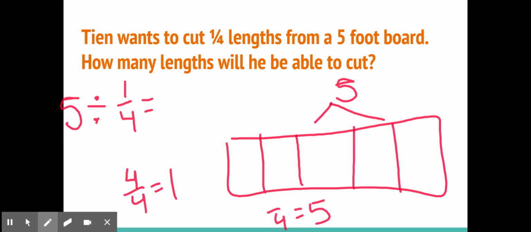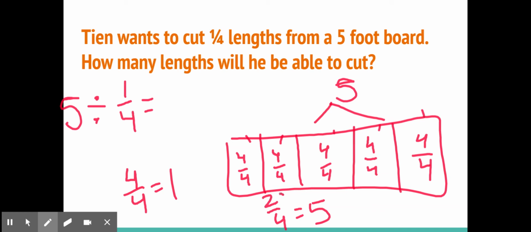So here's my 5 wholes. Well, I know I'm going to get 4 fourths from here, 4 fourths from this whole, 4 fourths from this whole, 4 fourths from this whole, 4 fourths from this whole. How much is that total? 4 fourths, 8 fourths, 12 fourths, 16 fourths, 20 fourths. Again, we have that 5 times 4, which is giving me that 20.